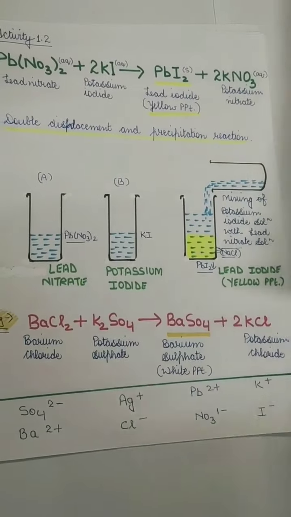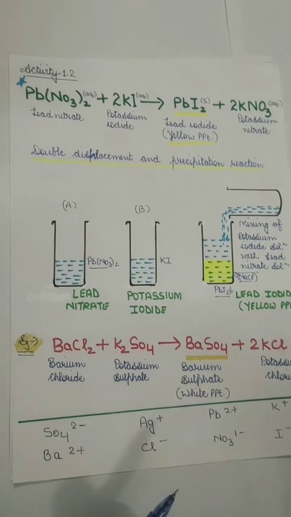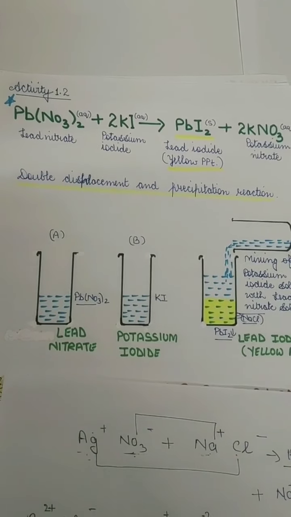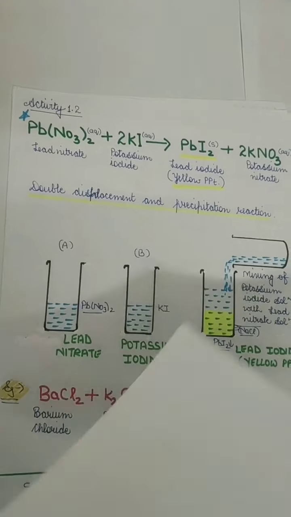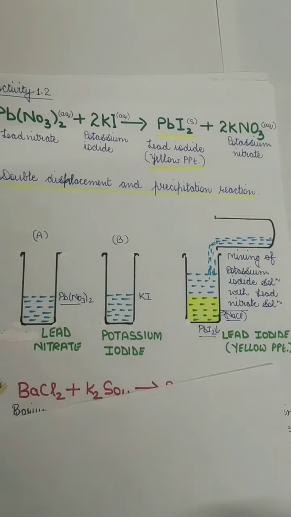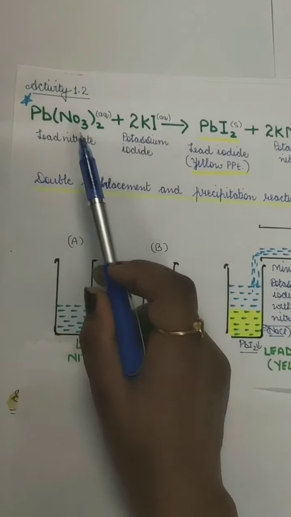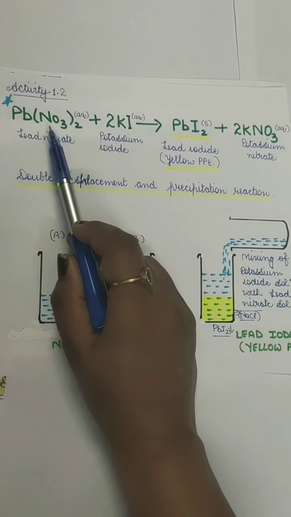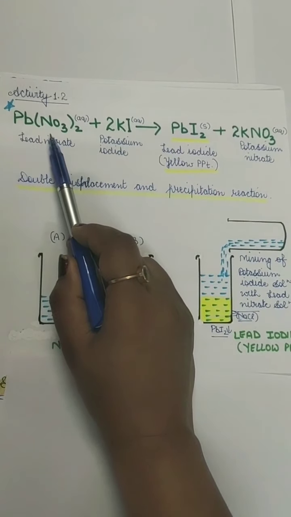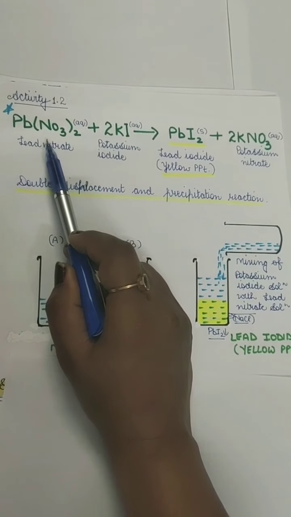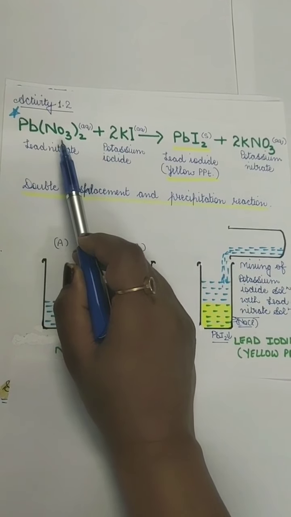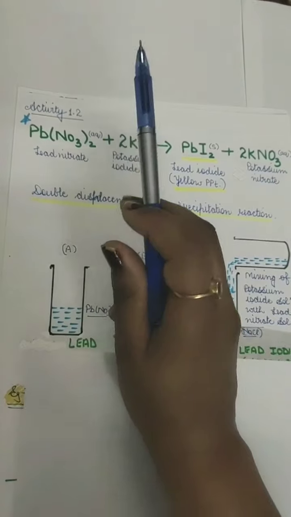Then there is another activity for you. It is in your book, activity 1.2. In this activity we will have to take lead nitrate. If you remember, when we read about the precipitation reaction, we took this example. So this is a very important example. Please go through this example. In your book also, there is an activity 1.2. I've tried to explain the activity to you.